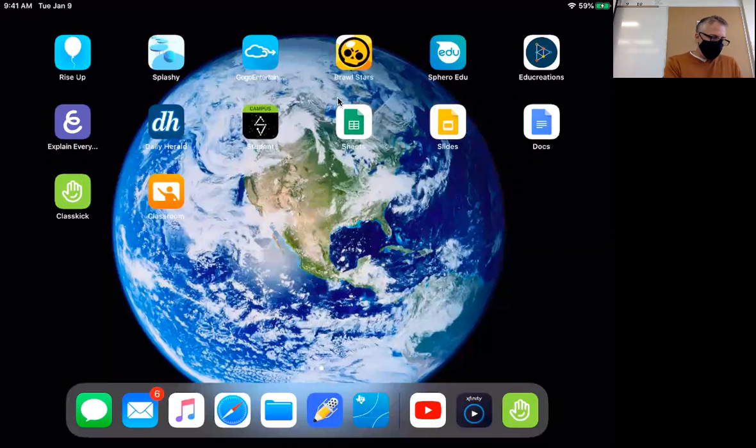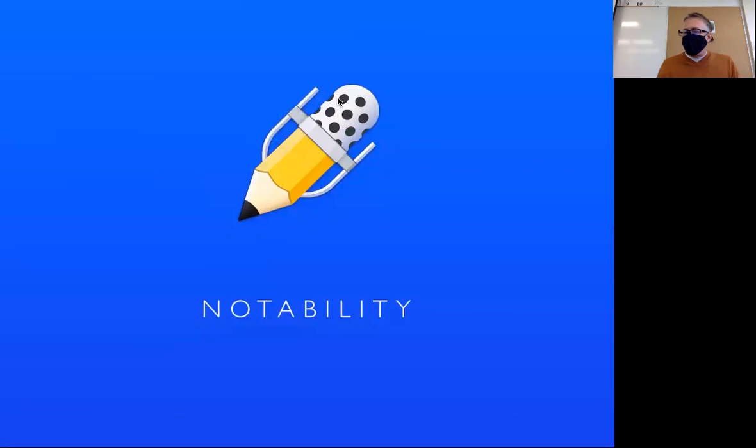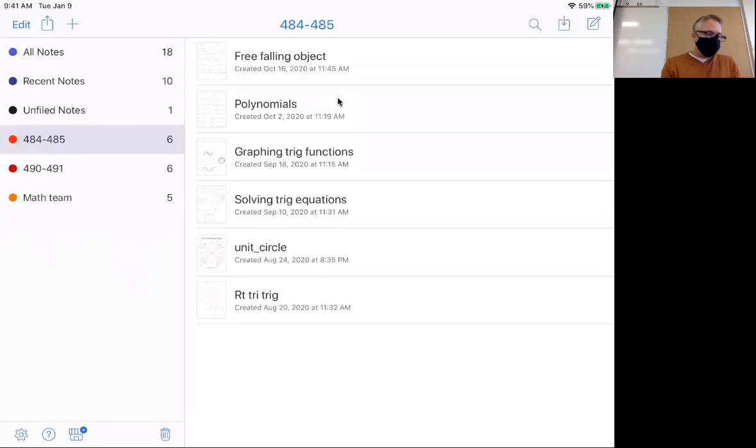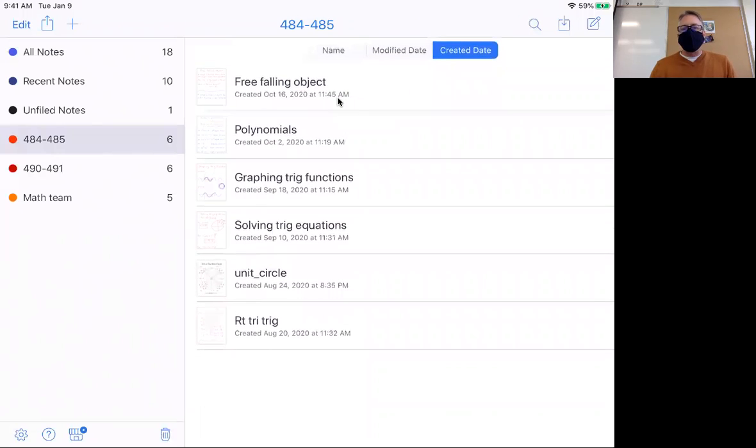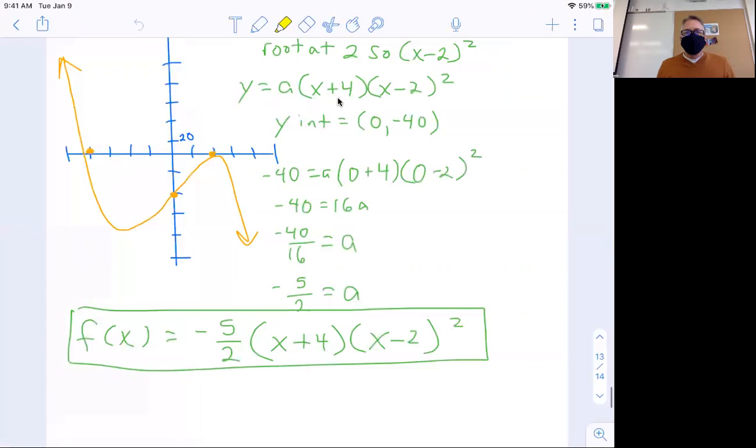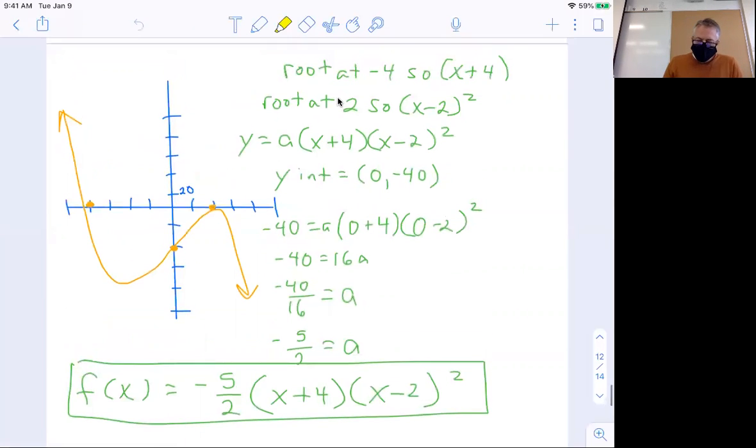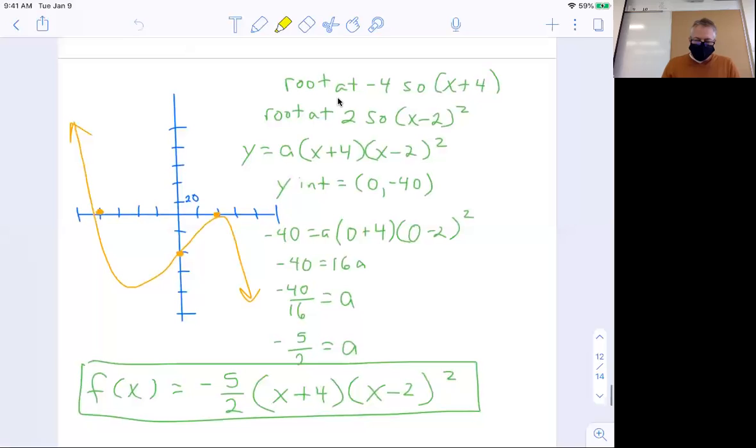So if we open our Notability here, I'm going to add on to what we started in our last class. We were doing the free falling objects, but I'm going to add our notes today onto the polynomial section because there's a tie-in with the polynomials that I'm really hoping we can make here today. So I'm going to open up the polynomials and talk a little bit about where we were. We were writing equations and talking about end behavior, talking about leading coefficients and things like that.